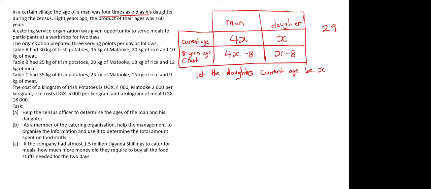Now, after summarizing your table, continue. They are telling you that the product of their ages 8 years ago was 160. Meaning that when I multiply the age of the daughter and the man, I must be able to get 160. So I'm going to come here and say 4x minus 8. The moment I multiply it with x minus 8, I must be able to get 160.